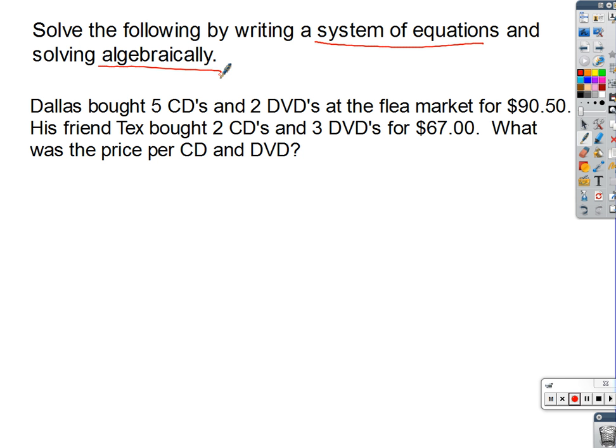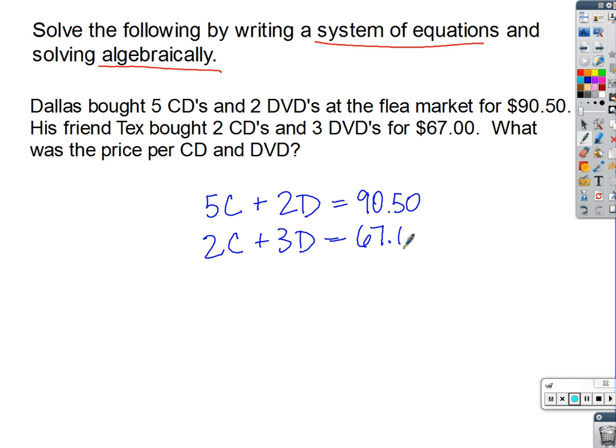So Dallas bought 5 CDs and 2 DVDs at the flea market for $90.50. So if I'm writing that equation, he bought 5 CDs and 2 DVDs for a total of $90.50. His friend Tex bought 2 CDs and 3 DVDs for a total of $67. What was the price per CD and DVD at the flea market?